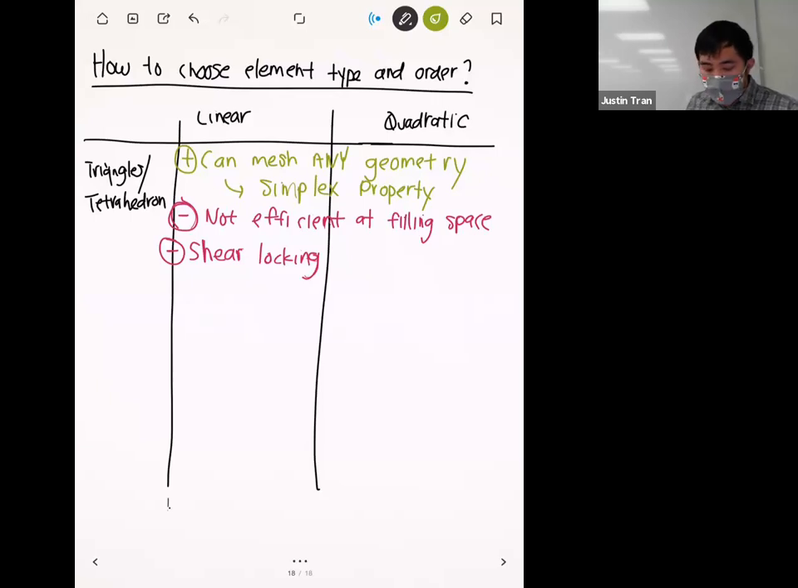And remember, the main reason behind that is that if you take the derivative of your linear triangle or linear tetrahedron, you end up with a purely constant number. That means each of your elements is going to be constant stress, which leads to locking up. Whereas if you use a quadratic tetrahedron or quadratic triangle, you don't have to worry about shear locking.